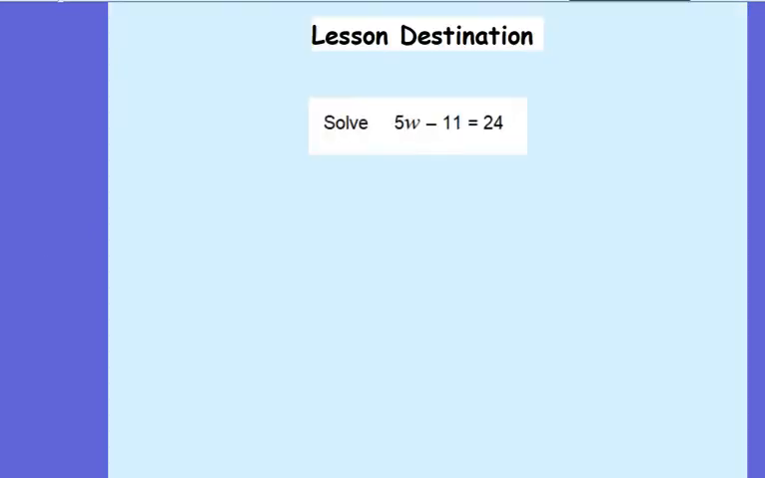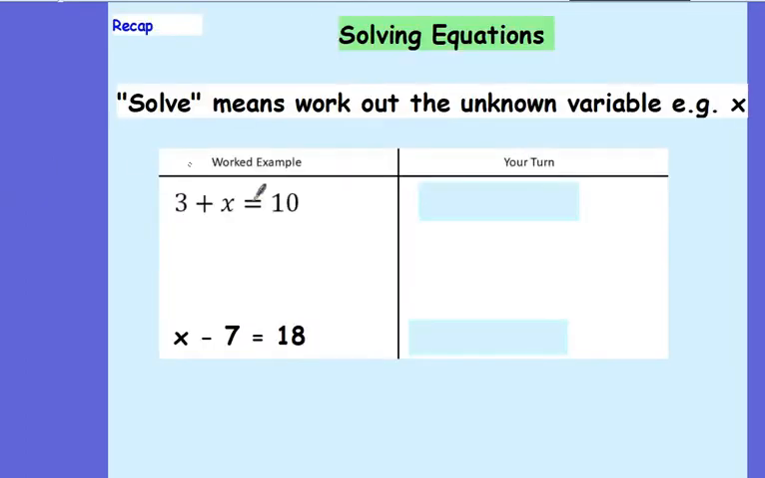Here's our lesson destination for today. We're going to be looking at two-step linear equations. To start us off, let's do a quick recap. When we said we were solving linear equations, that meant to work out the unknown variable.